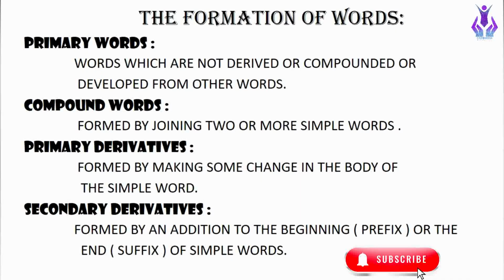So the next one is secondary derivatives. Secondary derivatives are formed by an addition to the beginning or end of the simple words or primary words. When we add something to the beginning of our primary words, that addition is called the prefix. And when we add something at the end of primary words, that is called the suffix. We will go through them in detail one by one.